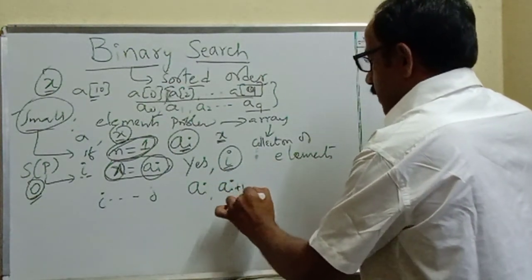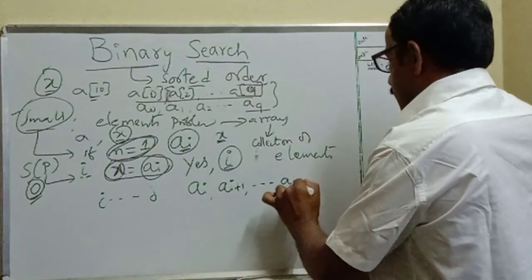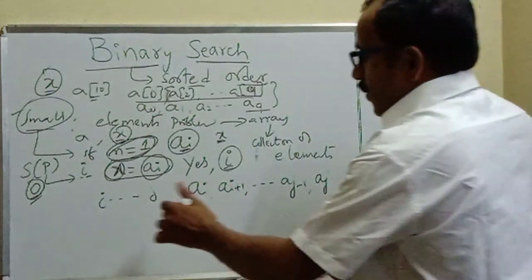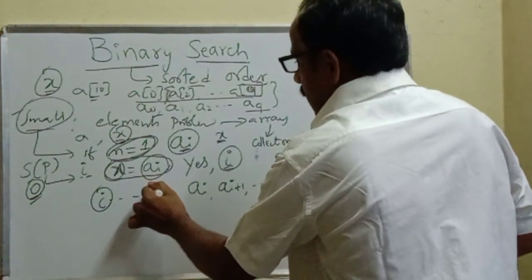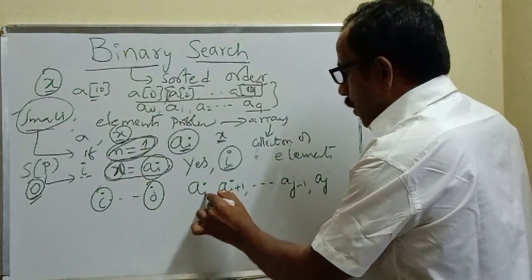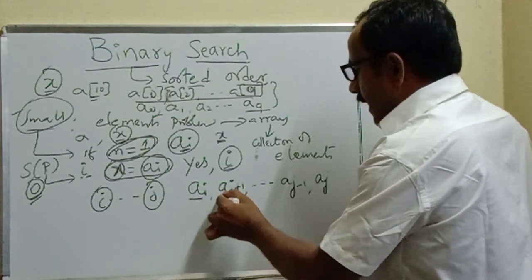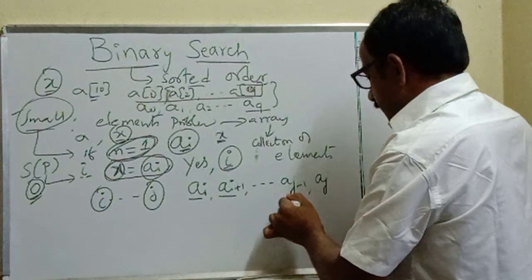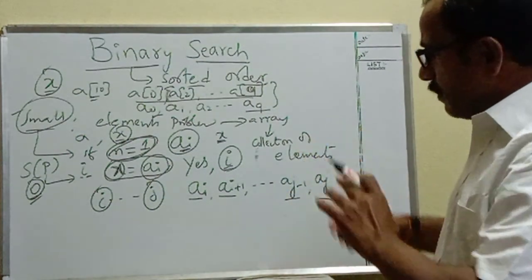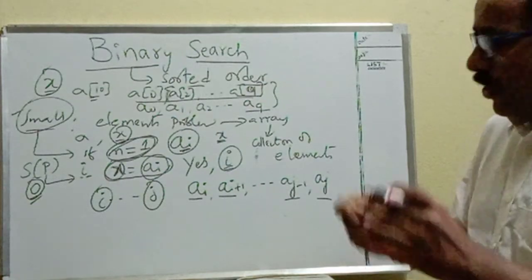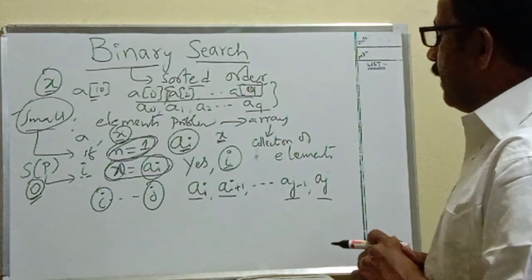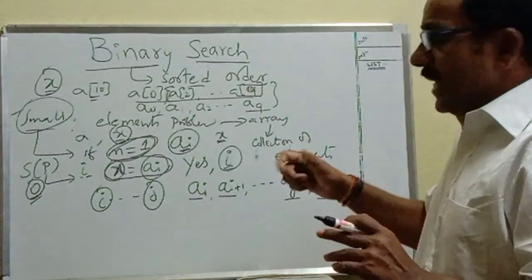Then how can we represent the elements? ai, ai plus 1, and so on, aj minus 1, aj. So aj is the last element, because the first location number is I in the problem and the last location number is j. Once the problem contains these elements and the location numbers are I to j, then we have to apply binary search on this.